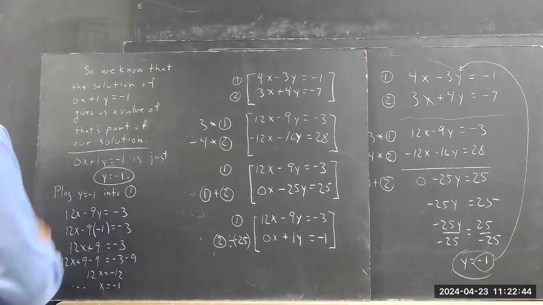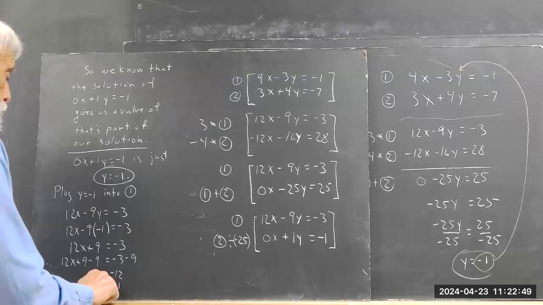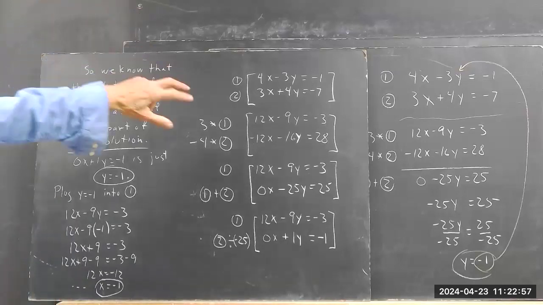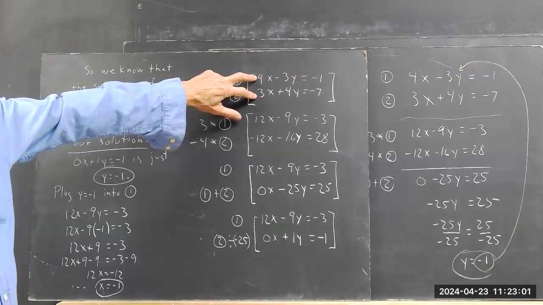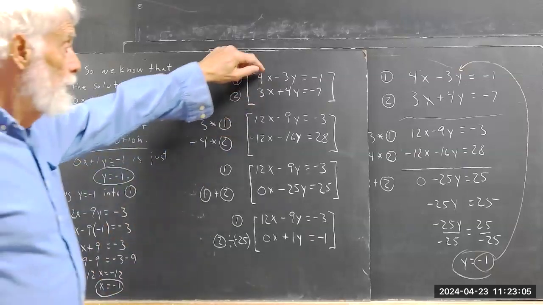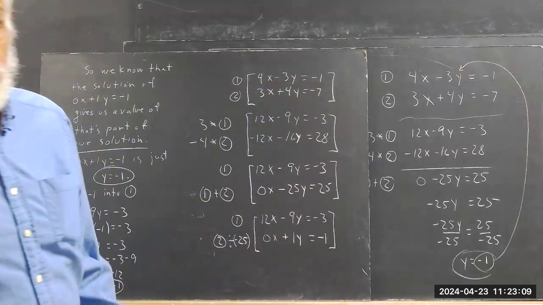Okay, we circle the y equals -1 because that's part of our solution. We circle the x equals -1 because that's part of our solution. Okay. Now we go back to the original equations, because these are the equations we have to satisfy. So what I'm going to ask you to do is replace x and y by -1 in the first equation and see if it works out.